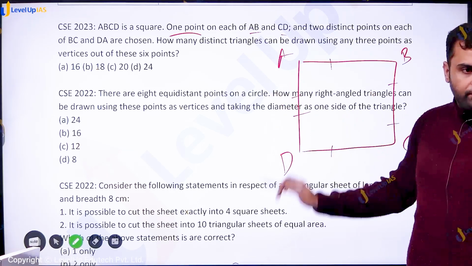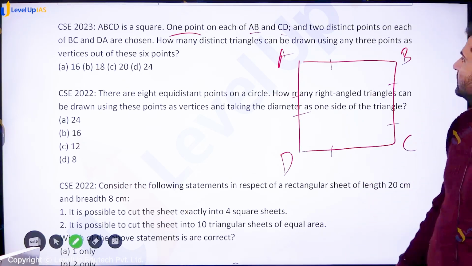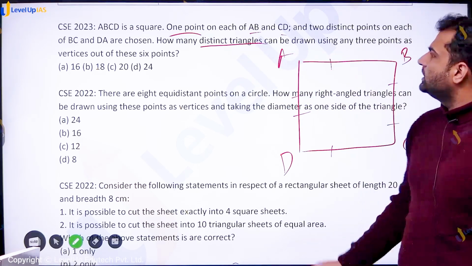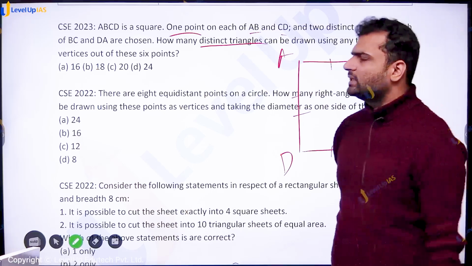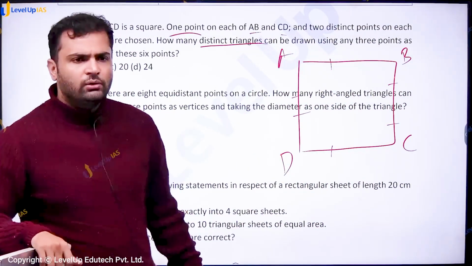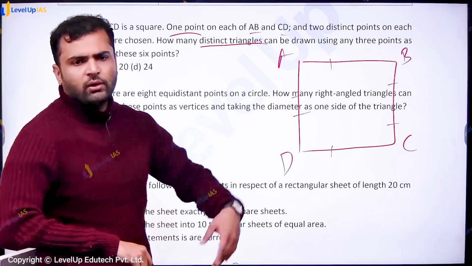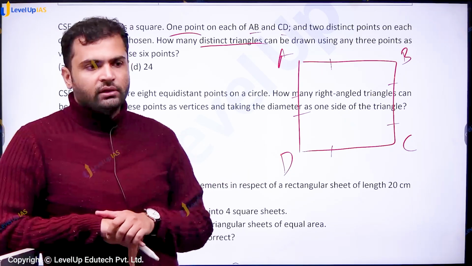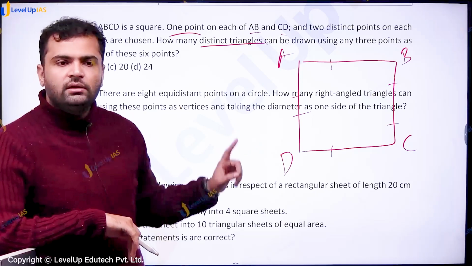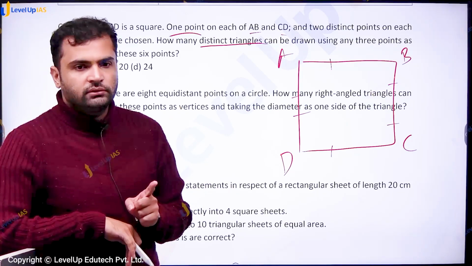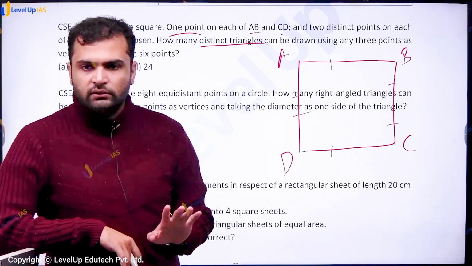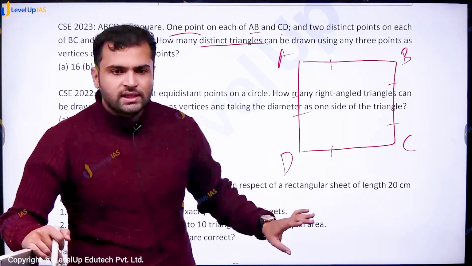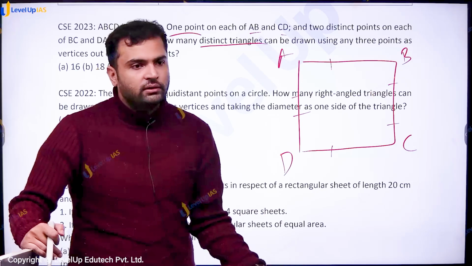6 points total. Question is, how many distinct triangles can be drawn using 3 points as vertices out of these 6 points. So I have to choose 3 points out of these 6, and I'll get some triangles. Question is, how many different triangles? Now what did we discuss? When can 3 points give us a triangle? When they are non-collinear. Only when they are collinear, 3 points don't give a triangle. In all other cases, 3 points will give us a unique triangle.